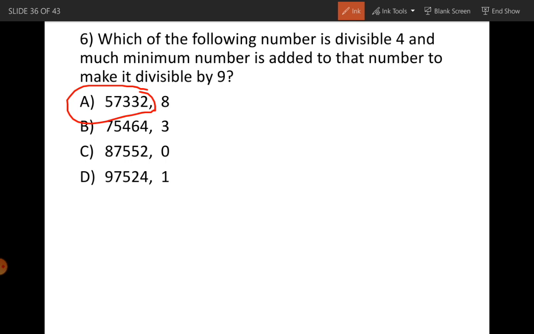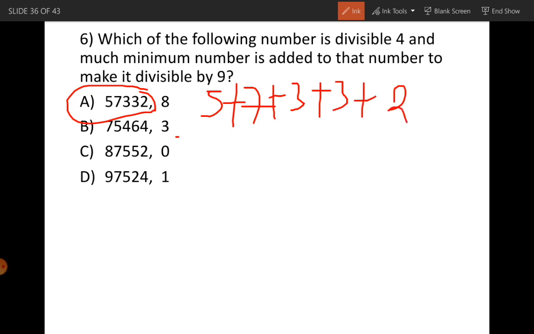The rule for divisibility by 9 is that we have to add all the digits and see the sum. For the first number, the digits are 5 plus 7 plus 3 plus 3 plus 2. 5 plus 7 is 12, 12 plus 3 is 15, 18, 20, which is not divisible by 9.